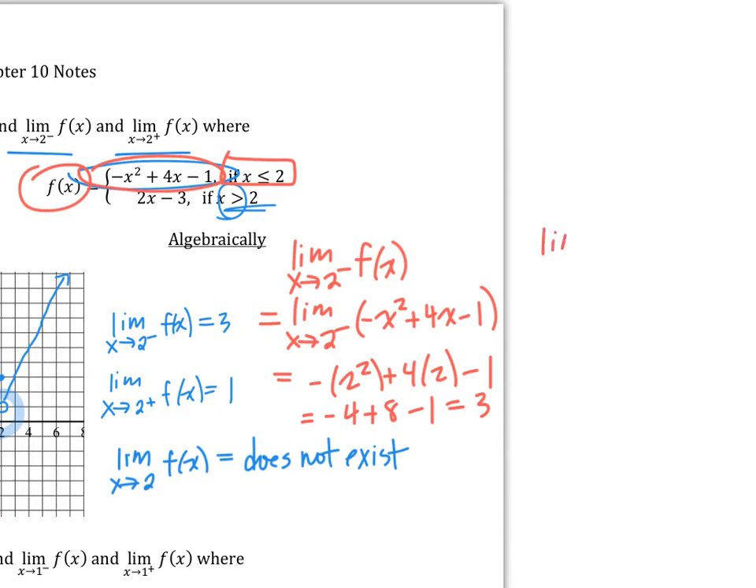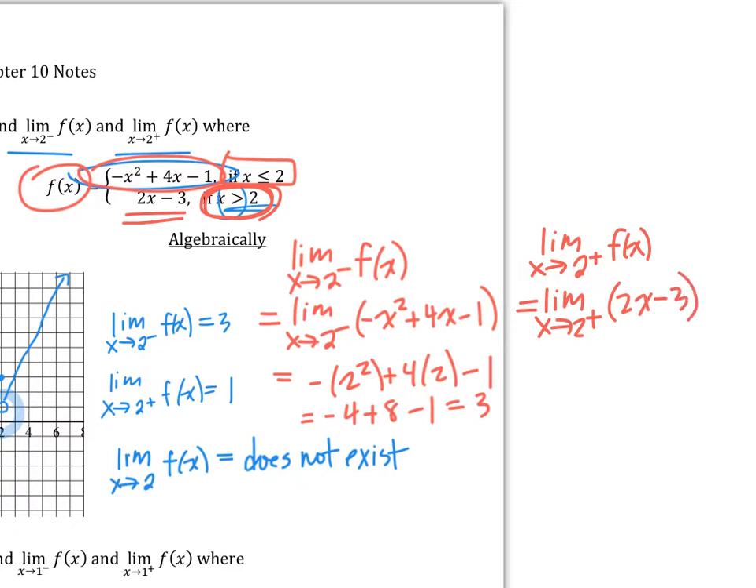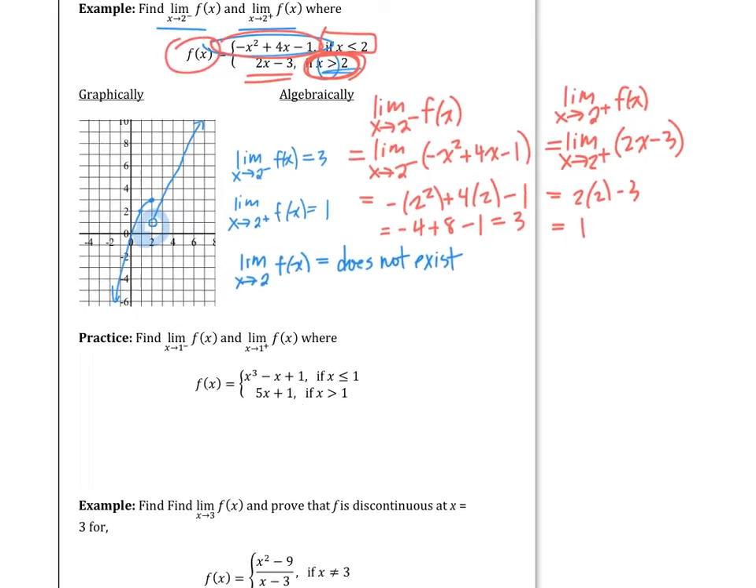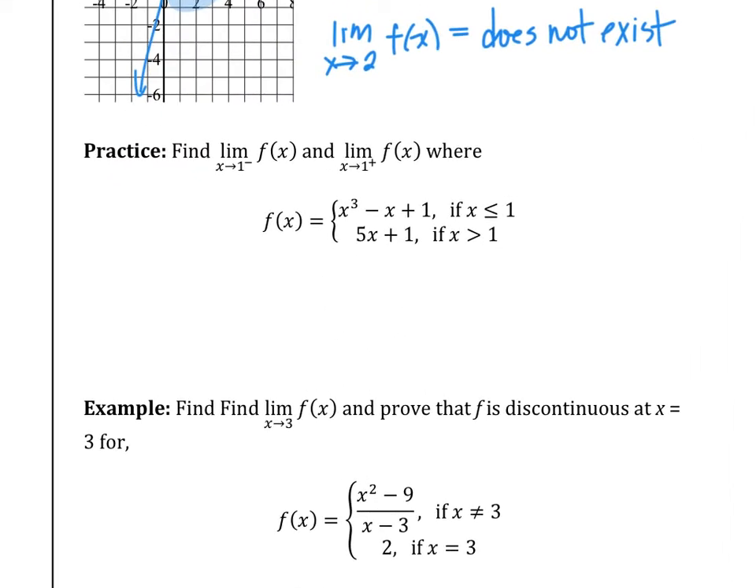All right, now let's do the other one. Limit as x goes to 2 from the positive side. From the positive side means we are looking at numbers that are bigger than 2. f of x is this, 2x minus 3. So this is limit as x goes to 2 from the positive side of 2x minus 3. So then we just plug it in. So 2 times 2 minus 3, that is 1. So you can see that we can do this both graphically and algebraically, and they will give us the same answer. So let's practice without graphing.